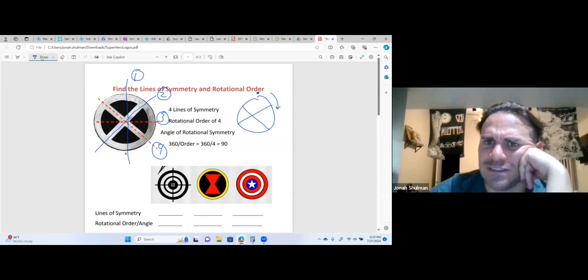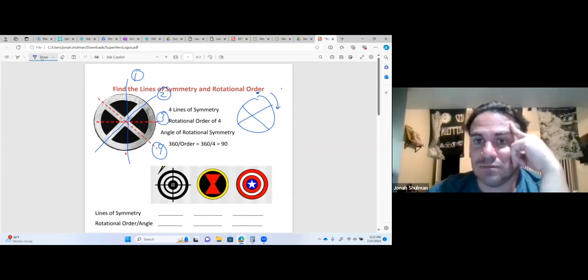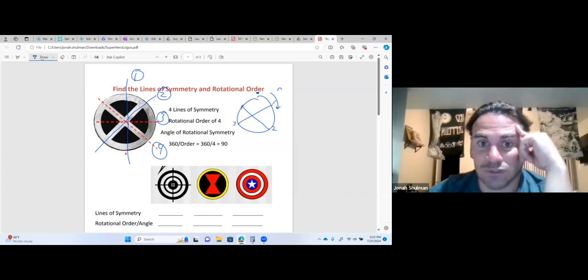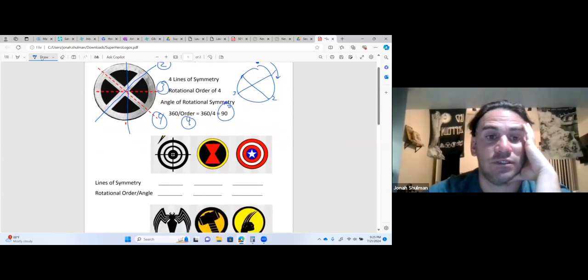I usually put a dot here, have the students trace it and spin it. As I spin it, it's going to match up once, twice, 3, 4 times. So it has an order of 4. This means every 90 degrees, it's a match. So let's try one of these.